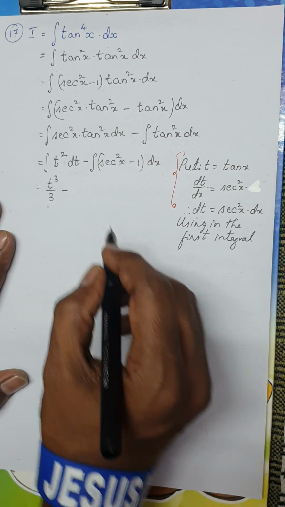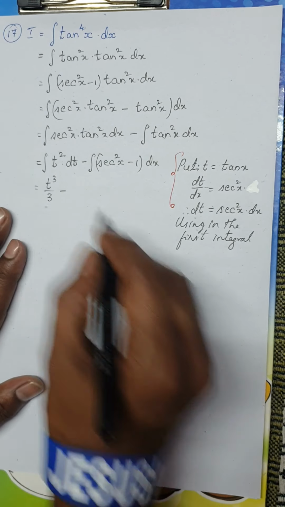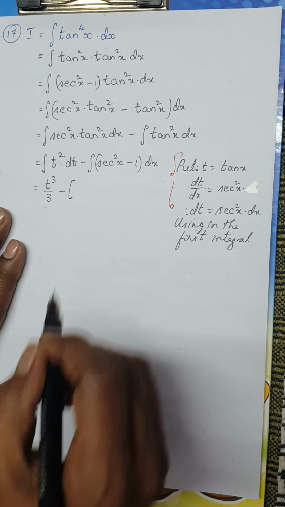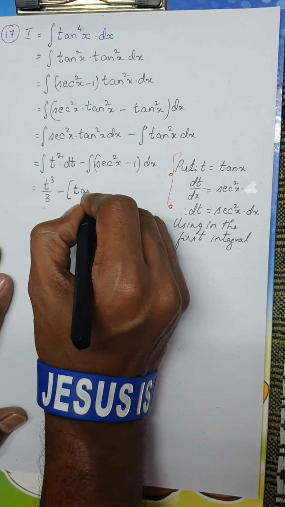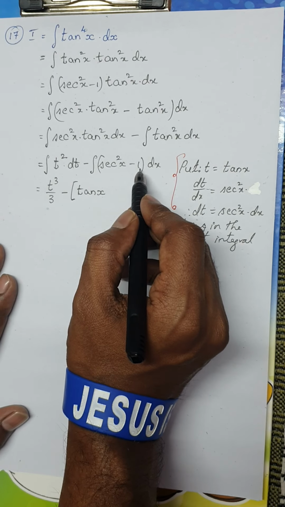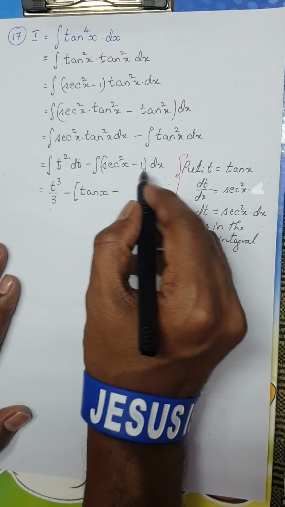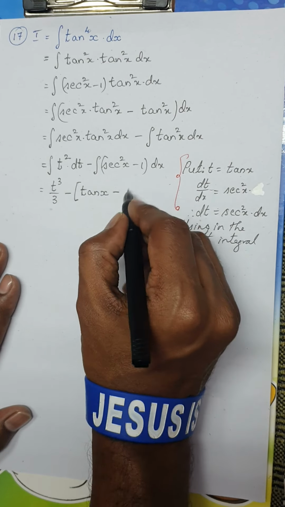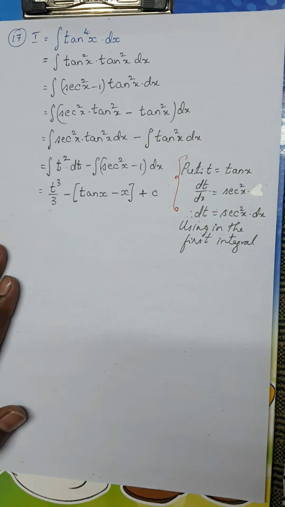Minus, now what is integral of secant square? Let me integrate this directly. I have a minus here, so use a bracket. We know integral of secant square is tan x. Remember, this integral I am differentiating with respect to x. You should be very careful. Now minus, what is integral of 1 dx? It is x. Plus you can take the constant of integration c.